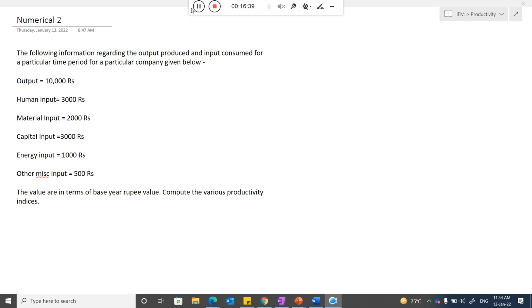Now when I talk about partial productivity, what you need to do, just wait, I will write it here. So here I try to calculate the partial productivity.